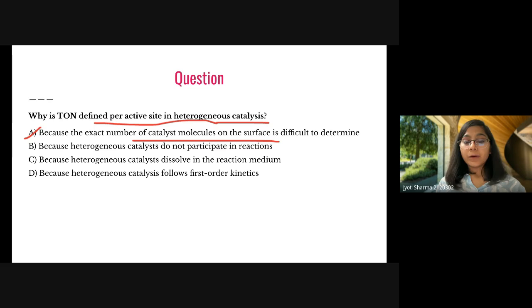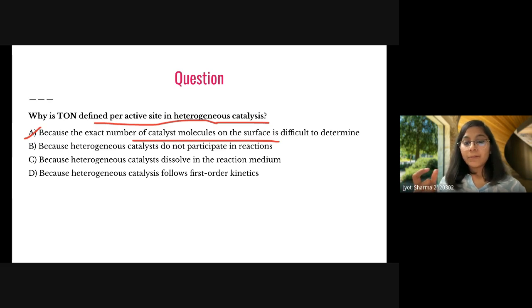So we have homogeneous catalyst. What do you mean by homogeneous catalyst is that, for example, if you have a solution and that solution is liquid in nature, and if your catalyst is also liquid in nature, then this will be known as homogeneous catalysis. Okay, because the phase is same, liquid-liquid.